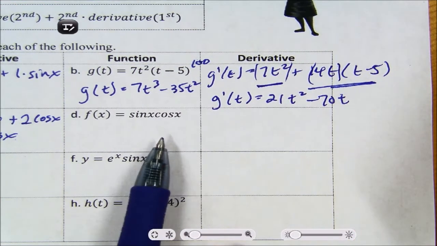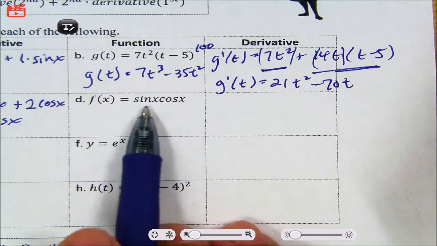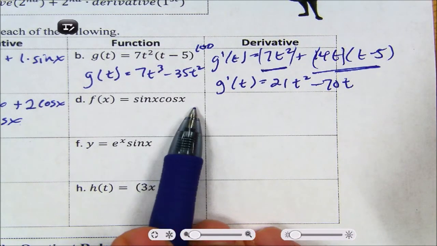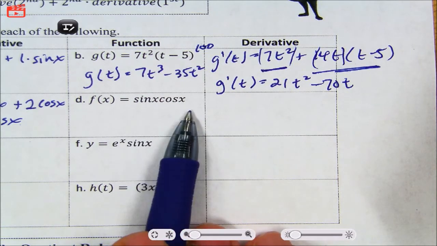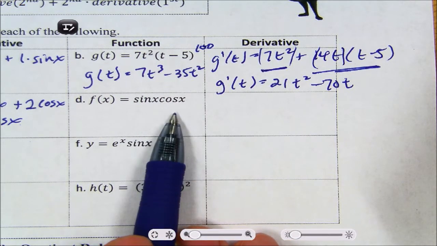Alright, continuing D. So here, you have sine x times cosine x. So you have two different functions, and you have to do product rule. There is a way to rewrite this where you don't have to use product rule, but then you have to use chain rule, which is another rule that we haven't covered yet.